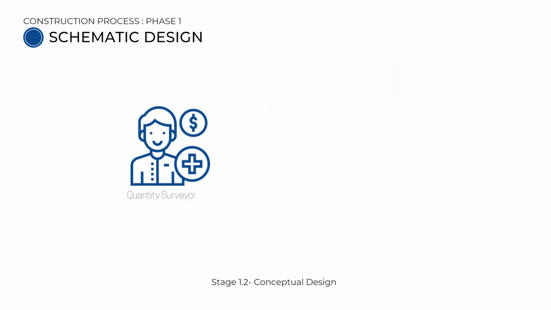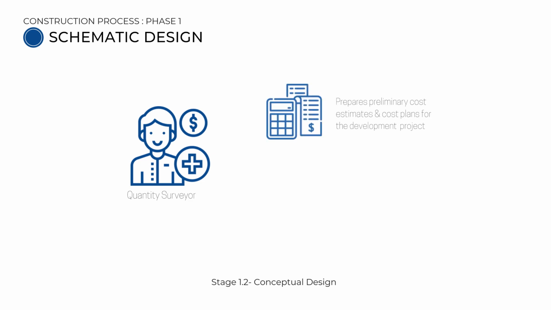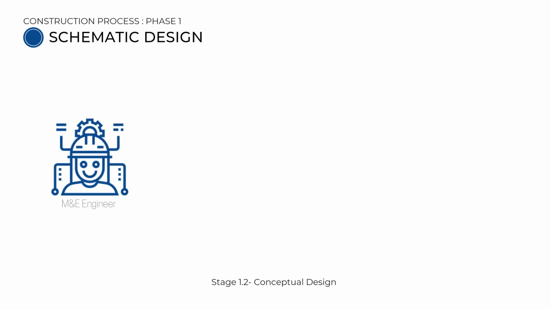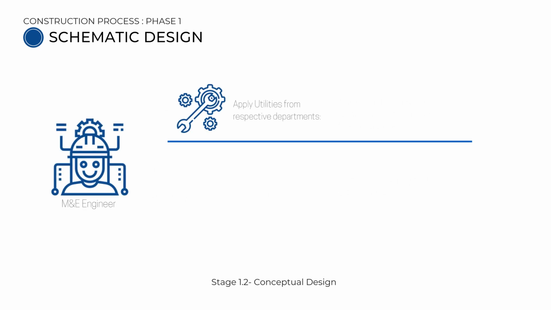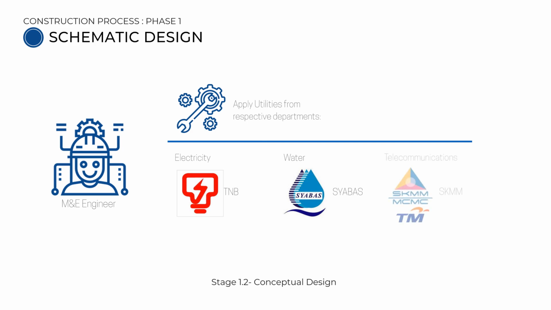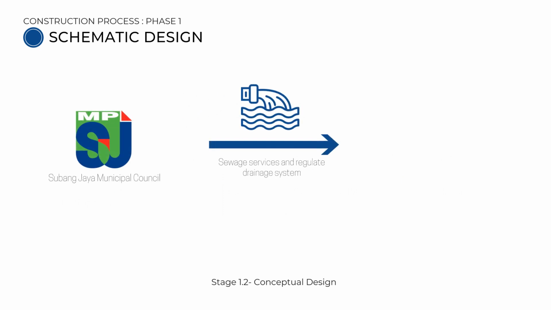The quantity surveyor then prepares preliminary cost estimates and cost plans for the development project and ensures that everything is within the budget. Meanwhile, the M&E engineer applies for the utilities from the respective departments such as electricity from Tenaga Nasional Berhad, water from Syabas, and telecommunications from SKMM or MCMC. The local authority, MPSJ, provides sewage services and regulates the drainage system through Indah Water Consortium.